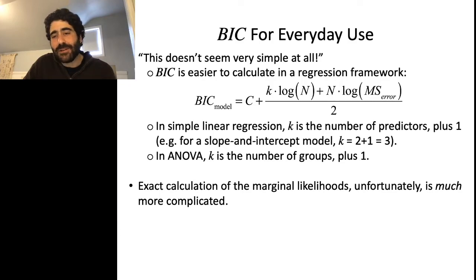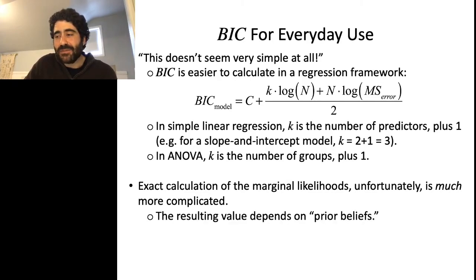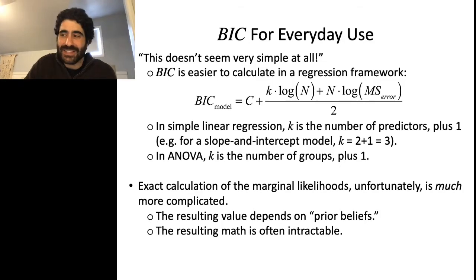Unfortunately, exactly calculating marginal likelihoods is much more complicated. These BICs are just sort of approximations. The value here depends on prior beliefs, meaning prior beliefs about the distribution of the data. And the math is often kind of impossible to compute. But at least under certain assumptions, we can use this BIC measure. Again, this is making a particular assumption about the penalty we should apply for complexity, which doesn't hold in all situations. But at least in a simple regression framework, this can work.